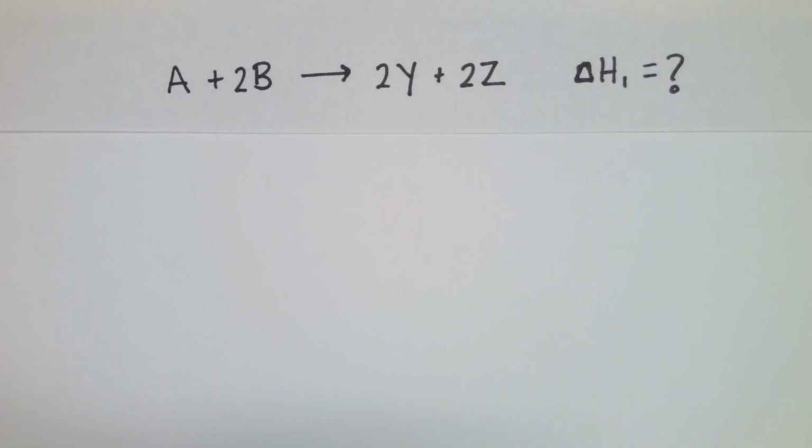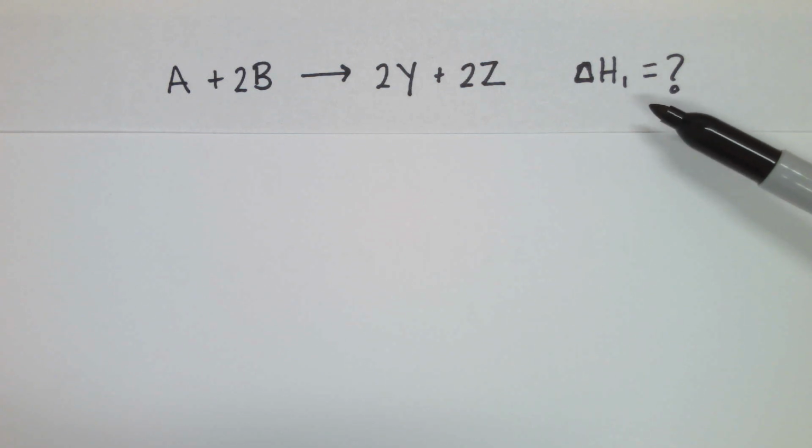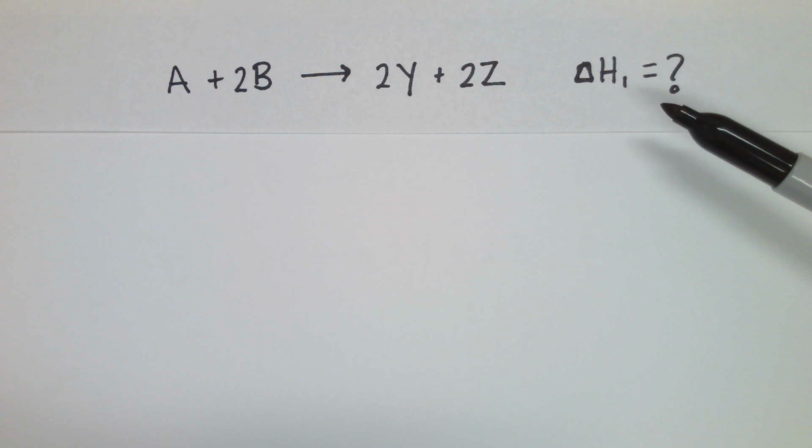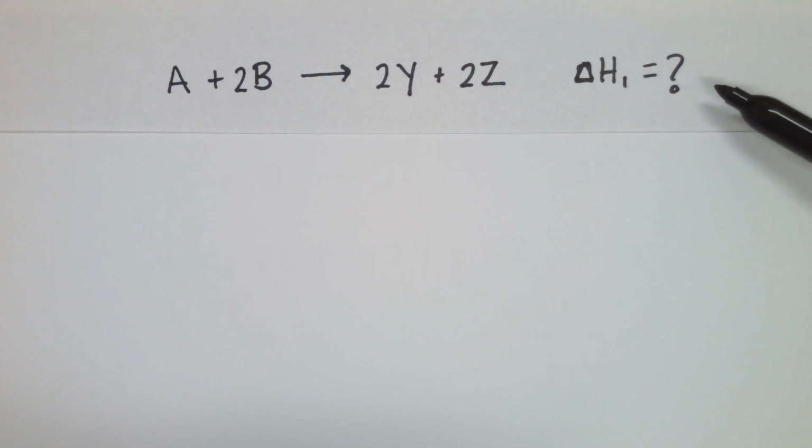Consider the reaction A plus 2 moles of B to yield 2 moles of Y and 2 moles of Z. The change in enthalpy can be measured in an experiment and given as part of the balanced equation. The enthalpy is denoted by the letter H, and I'll call this delta H1. But what if we didn't have experimental data or the resources?